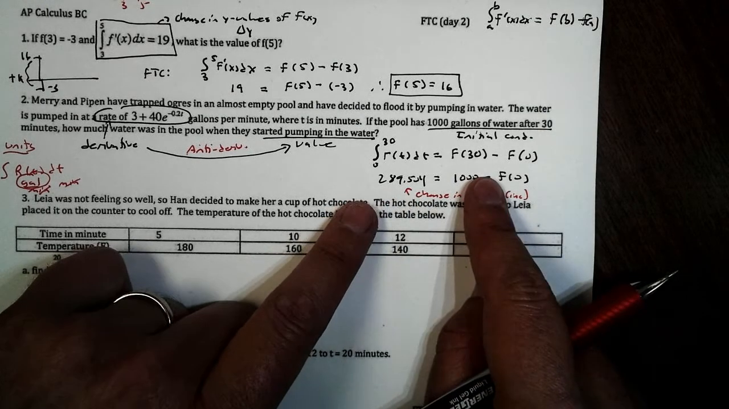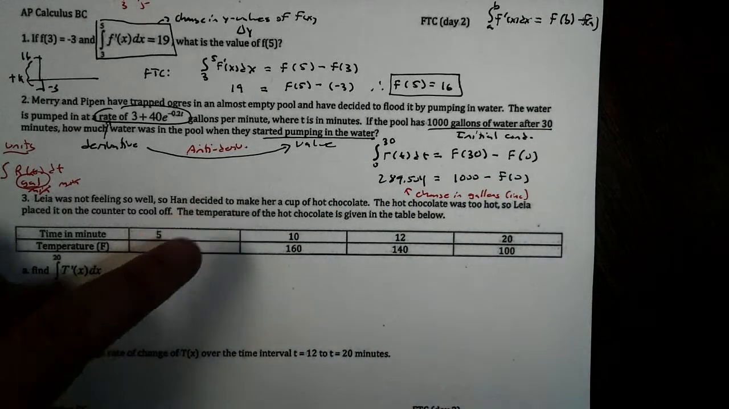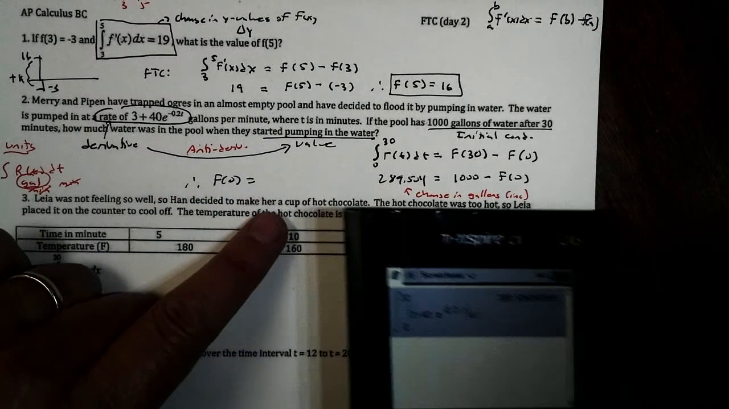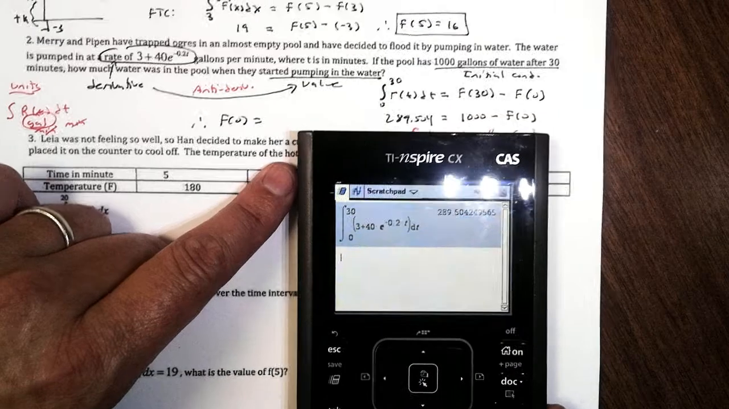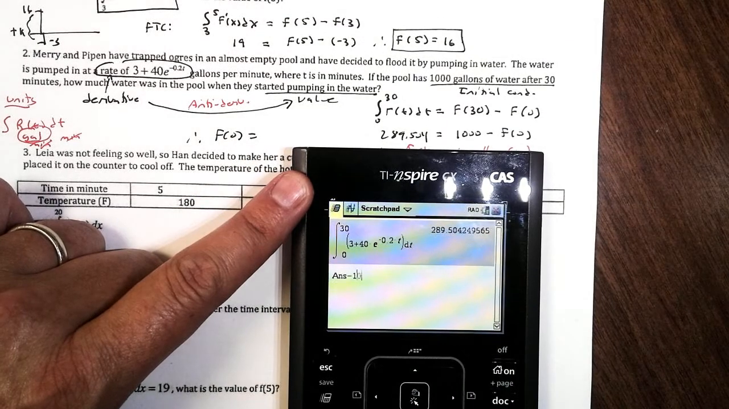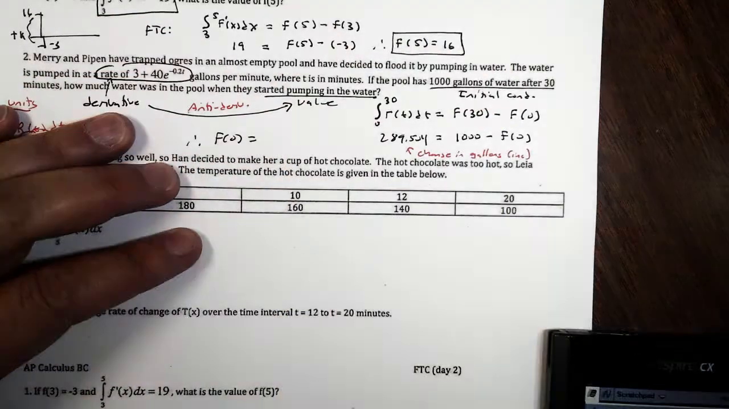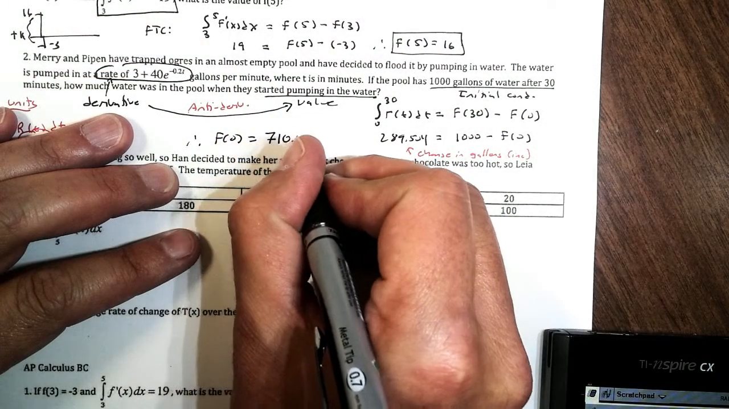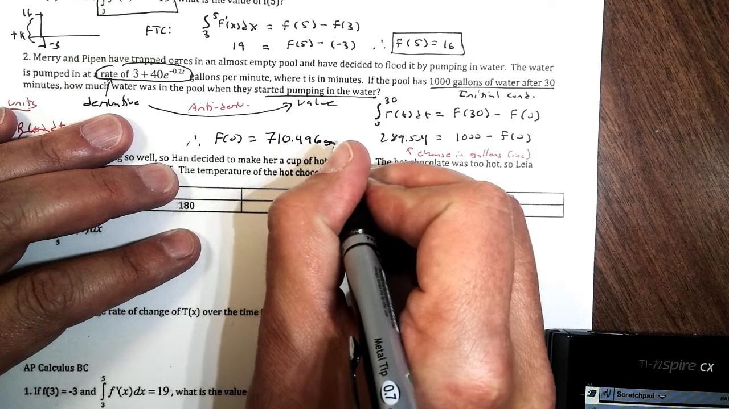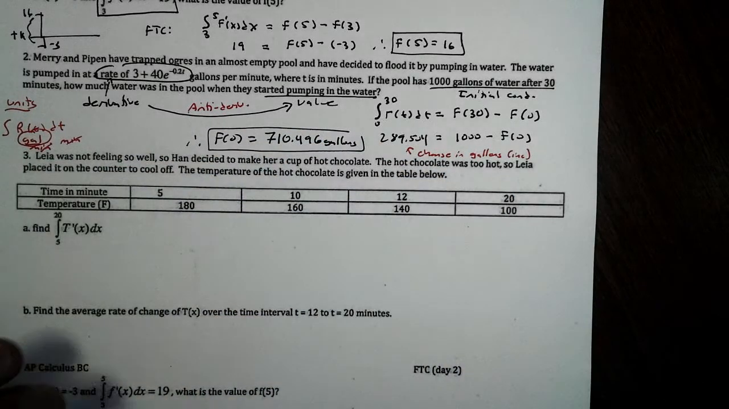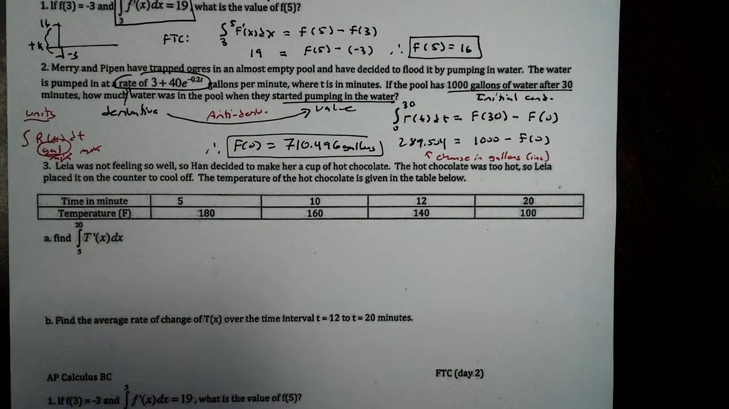So how much did we have to begin with? From here I can solve it. Therefore, f of 0, and this is definitely a calculator question, so if I take that 289 minus 1,000, and I change my sign because of the negative there, we should get 710.496 gallons at the beginning. And there's our answer right there. Not too hard to do.